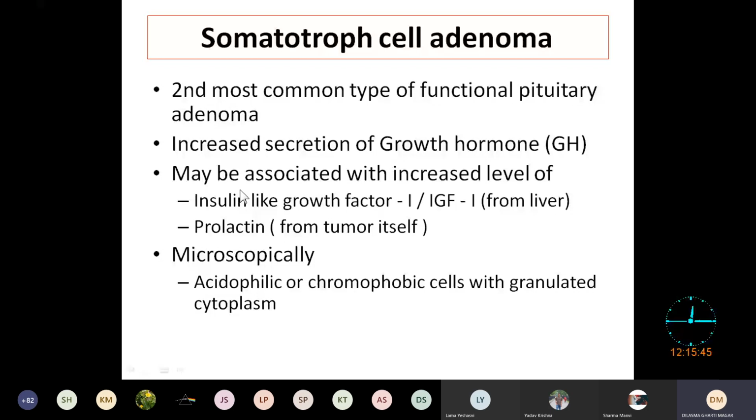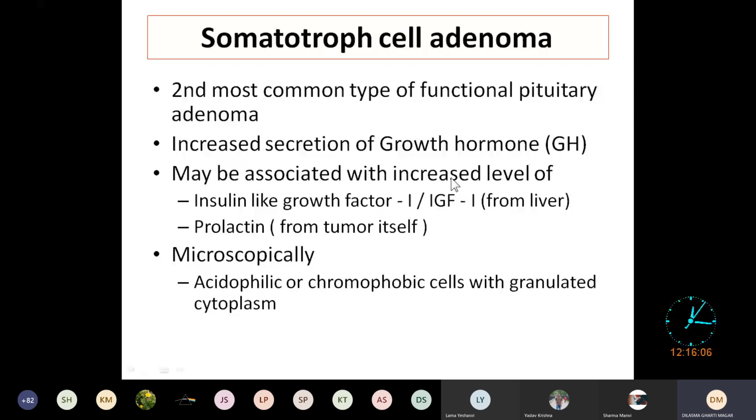So the insulin-like growth factor can also be written as IGF-1. Understood here? It is associated with the insulin-like growth factor 1, which comes from the liver. Understood here? And it may also have an association with an increased level of prolactin from the tumor itself.